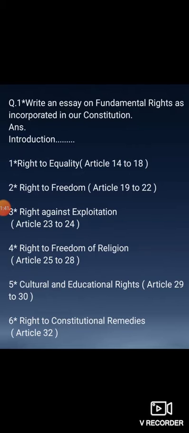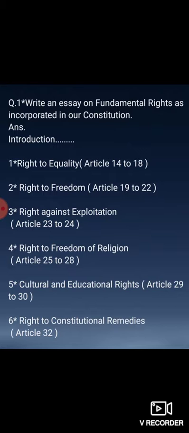Second category is right to freedom, Article 19 to 22. Article 19 to 22 of the Constitution guarantee to the citizens the right to freedom. Article 19 guarantees six types of freedoms.